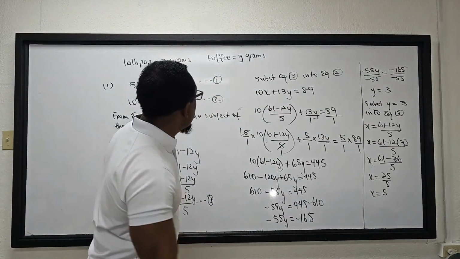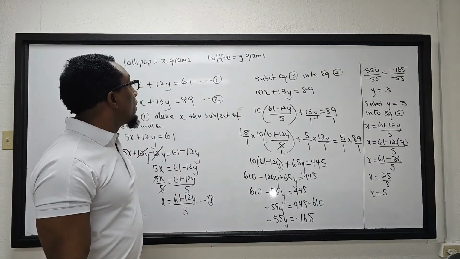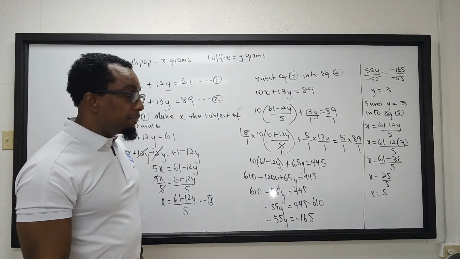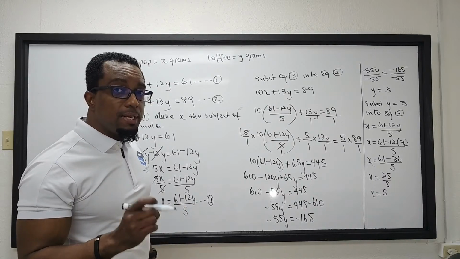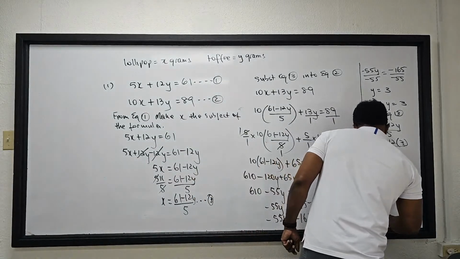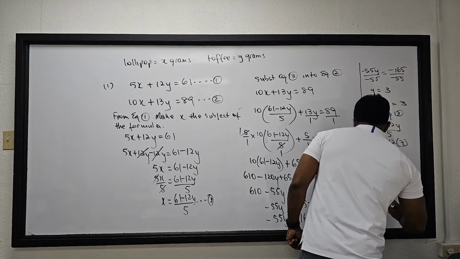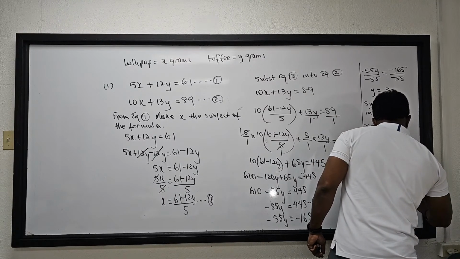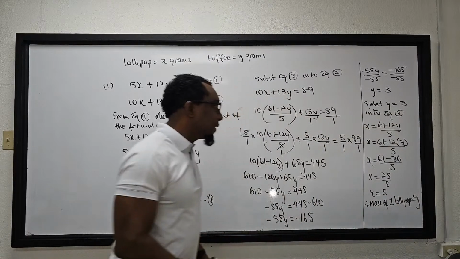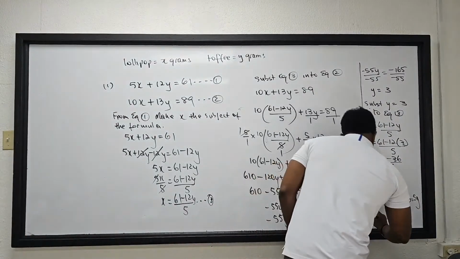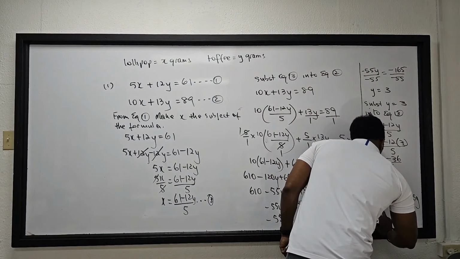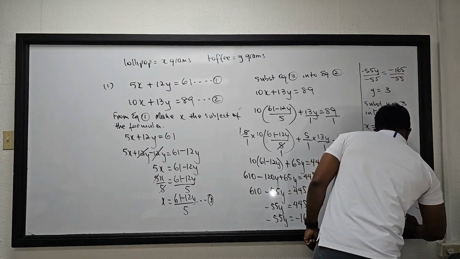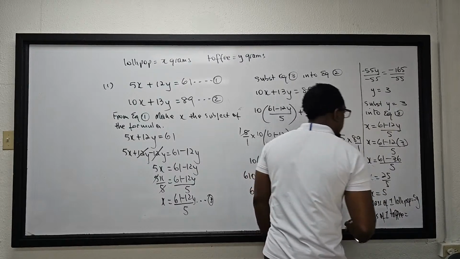So the mass of one lollipop is equal to 5 grams, and the mass of one toffee is equal to 3 grams. And make sure we state that at the end. Therefore, the mass of one lollipop equals 5 grams, and the mass of one toffee is equal to 3 grams.